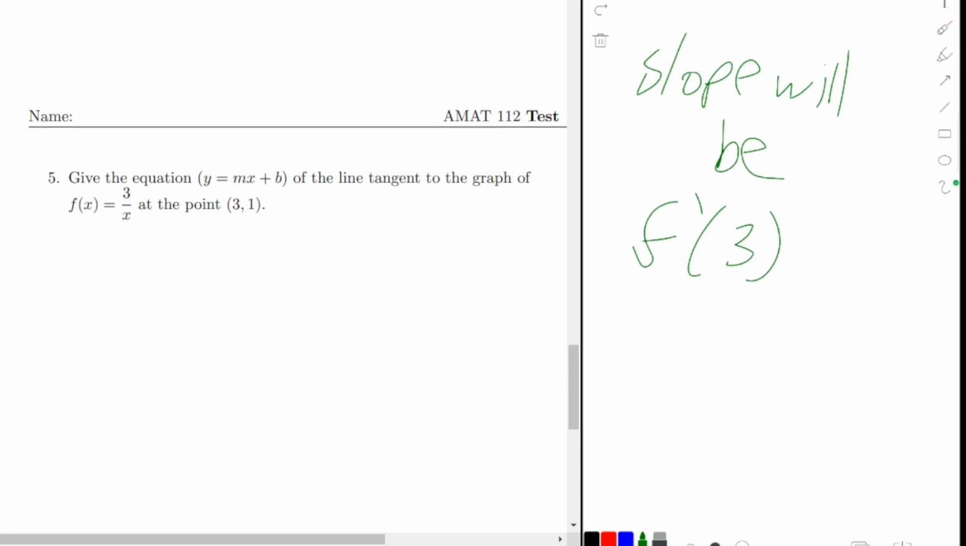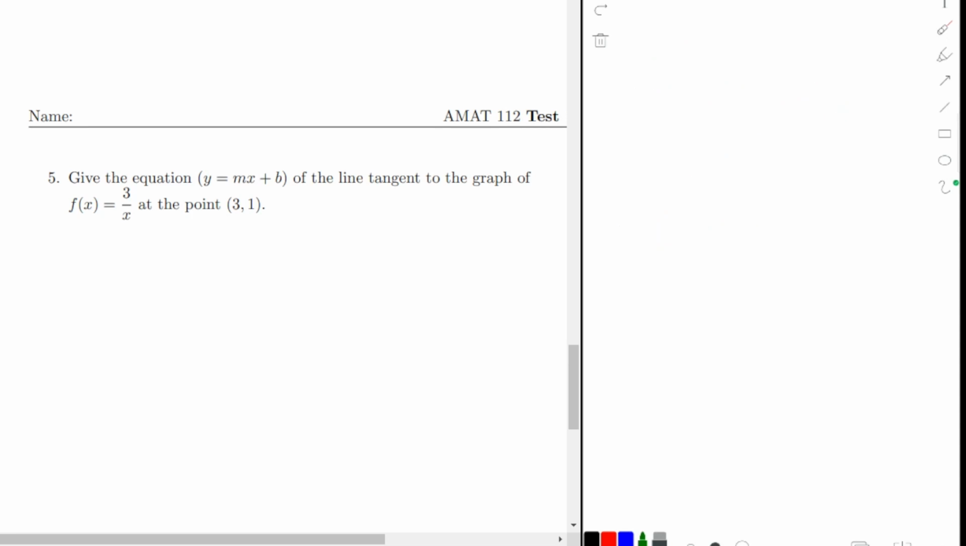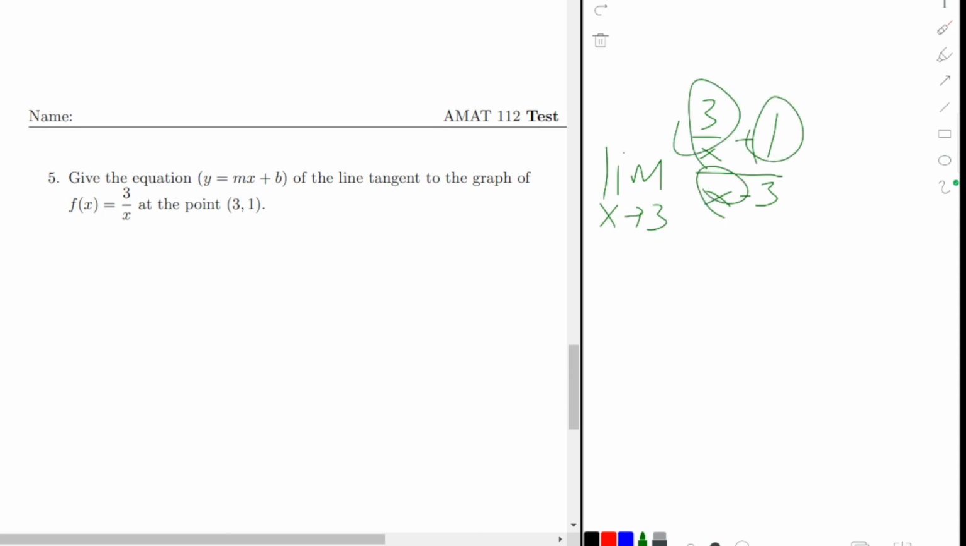All right? Because we are looking at the point 3 comma f of 3, right? F of 3 here is indeed 1. 3 divided by 3, that's 1. Right? But we need to figure out what the heck f prime is. And we can do that just by finding the derivative using the definition of the derivative. We could even just find the slope directly by calculating the limit as x goes to 3 of 3 over x minus 1 over x minus 3. Okay? This is f of x minus f of 3 over x minus 3.